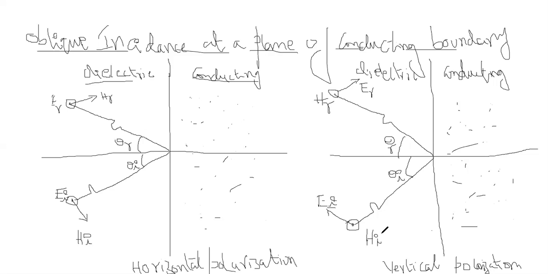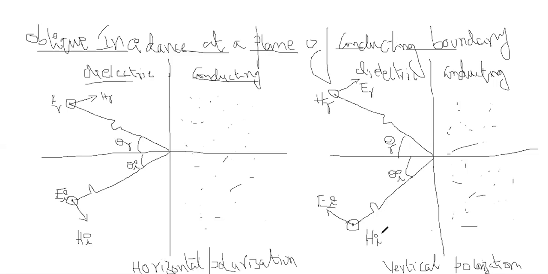The incident beam is at an angle of theta I because it is oblique incidence. We have taken a boundary between a dielectric and a conductor. There is no transmission when there is an incident beam at an angle theta I. It is fully reflected in the opposite direction at an angle theta R. So the only difference you can see is that the incident beam is theta I and the reflected beam is theta R, in both horizontal and vertical polarization.